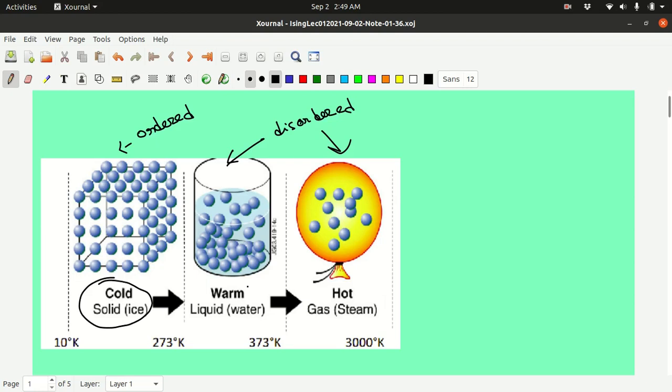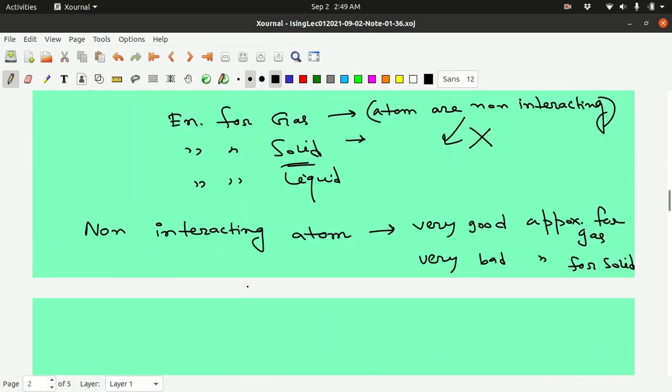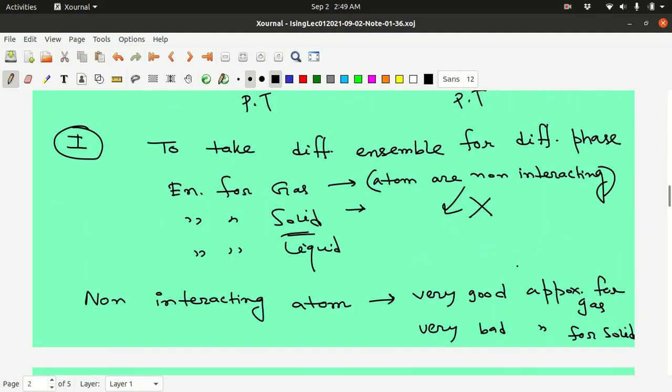So the approximation of negligible interaction is a very good approximation for gas, but a very bad approximation for solid, and that's why we took a different ensemble for each phase: one particular ensemble for gas, one for solid, and one for liquid. The definition of ensemble is basically identical copies of a particular system or phase. Let's say you have a liquid phase with a particular PVT, and you make identical copies of it, and that is basically the ensemble.